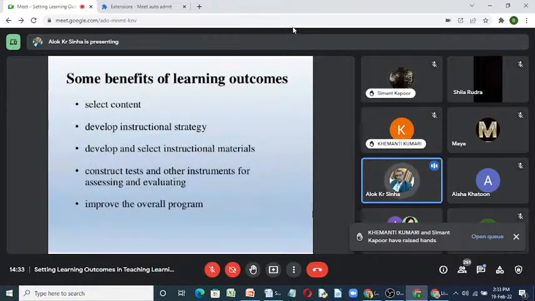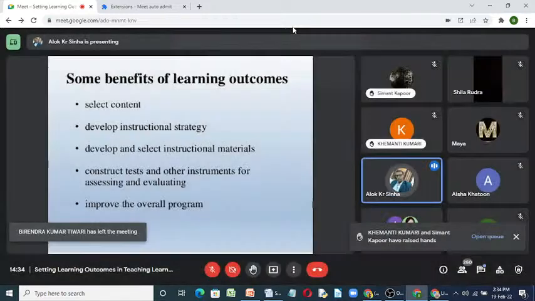Some benefits of learning outcomes. I have already discussed them in earlier slides, so let us recapitulate them again. The benefits of learning outcomes are: select content, develop instructional strategies, develop and select instructional materials, and construct tests and other instruments for assessing and evaluating.